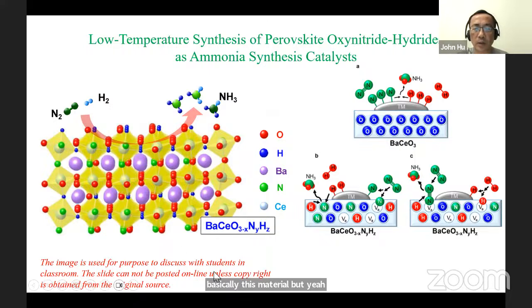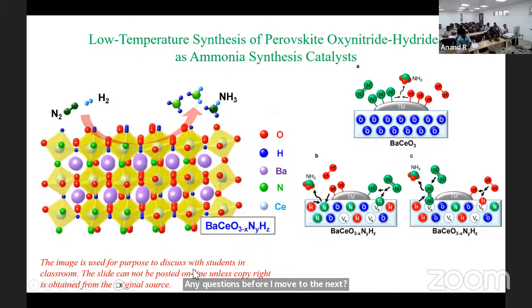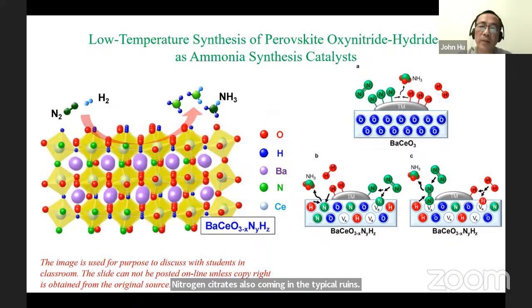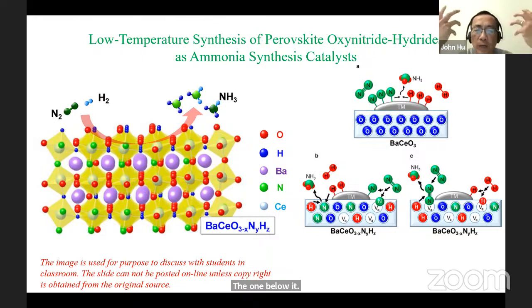Any questions before I move to the next? Are nitrides and hydrides also coming under chemical looping? Yeah, this is similar to chemical looping, but it's not quite. In chemical looping, you need two reactors. Here, you need one reactor.